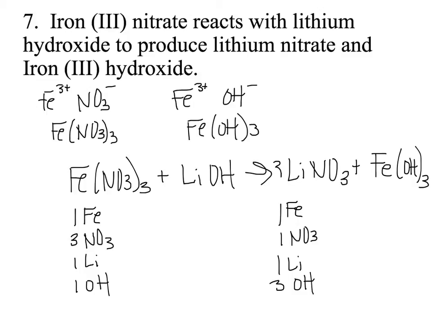So if I put a 3 here, that's going to make nitrates 3, but at the same time lithium becomes 3. Well, that's no big deal, because all I have to do is put a 3 in front of the lithium hydroxide. Notice everything is now balanced. The coefficient should be 1, 3, 3, 1.